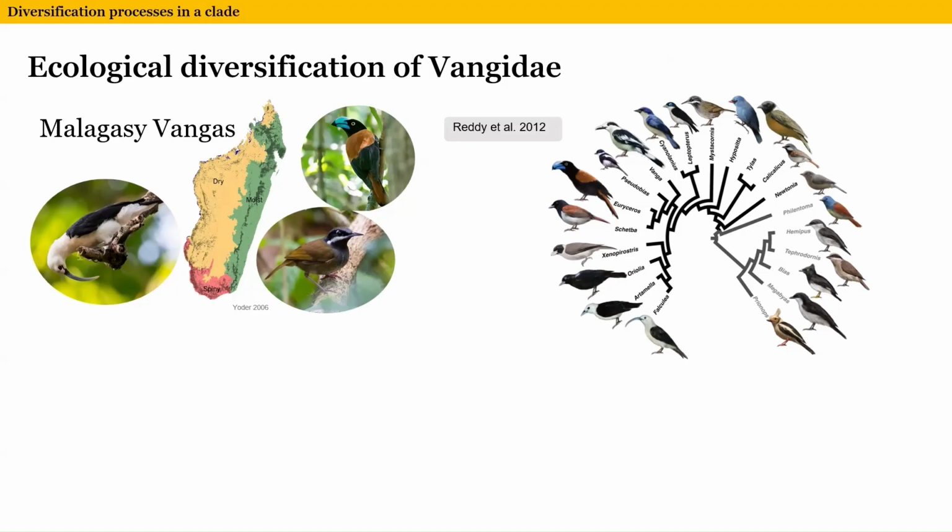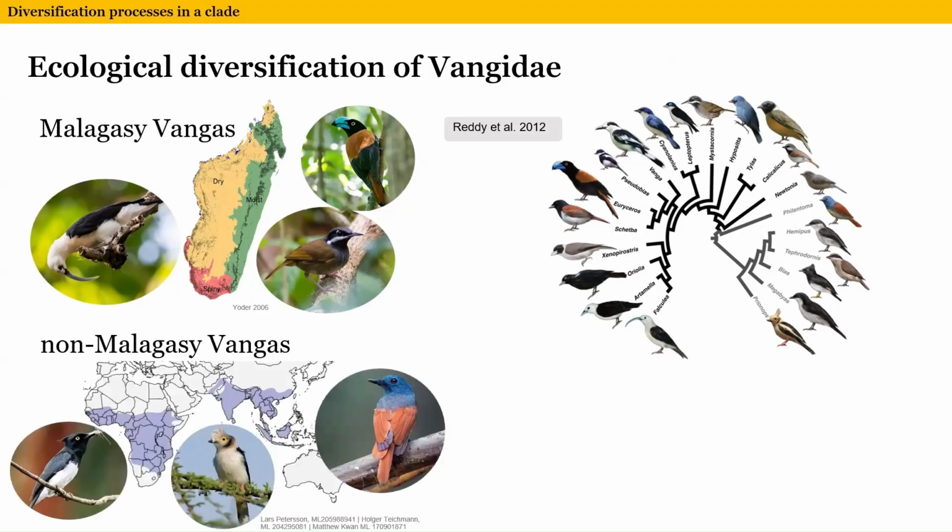And to actually say something about the patterns of diversification in these Malagasy Vangas, we need a comparison. So in addition to studying the Malagasy Vanga radiation, I also looked at their relatives, the rest of the family, the non-Malagasy Vangas, which are found in Africa and tropical Asia.